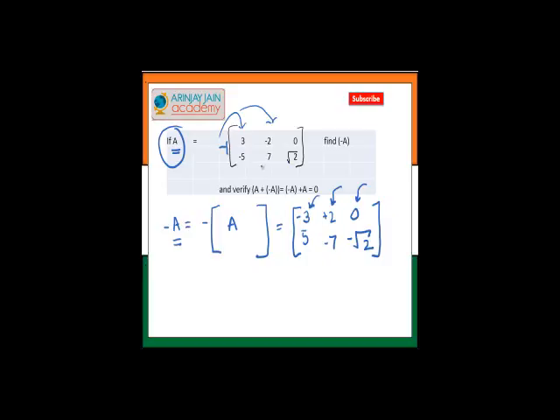And what do I need to verify? I need to verify that the sum of A plus minus A, or in other words, the sum of this matrix and minus A, which is this matrix, is equal to 0. I'm not going to get into the second part because we've already proved that if there are two matrices, A plus B is always equal to B plus A. The change of order in these matrices does not change the result. So even if I just prove that A plus minus A is equal to 0, that means even minus A plus A is equal to 0. So let's do that.